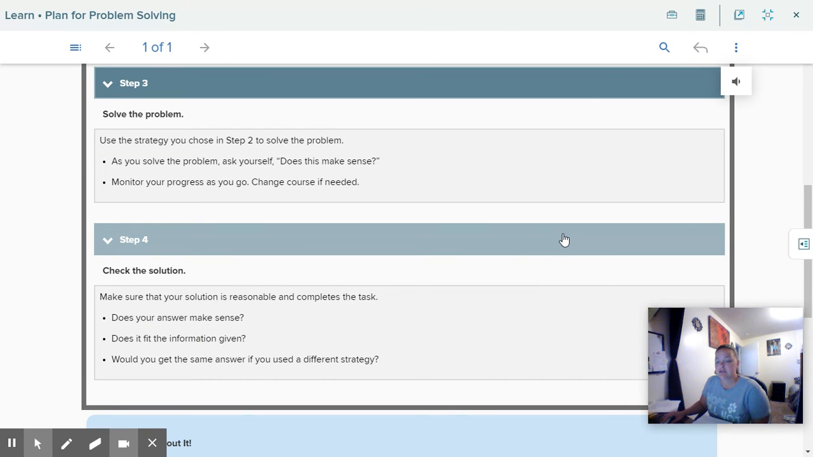Step 4, check the solution. Make sure that your solution is reasonable and completes the task. Does your answer make sense? Does it fit the information given? Would you get the same answer if you used a different strategy?